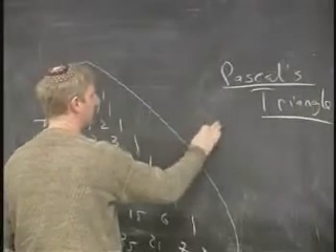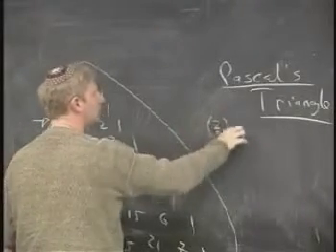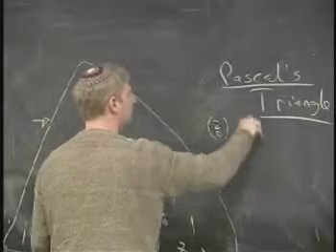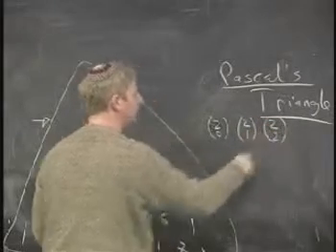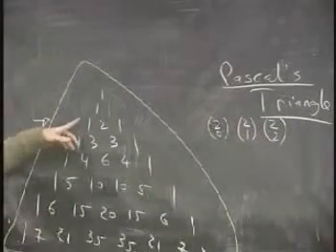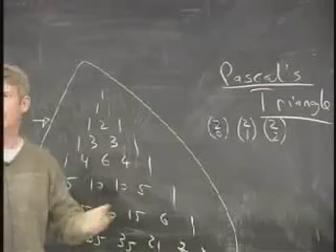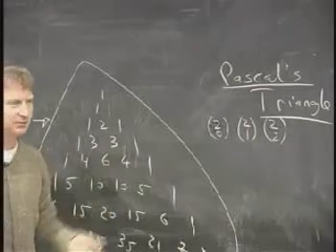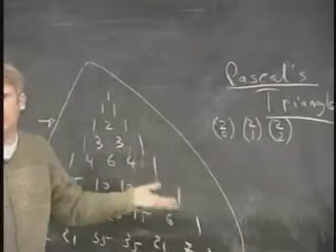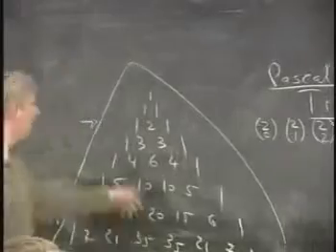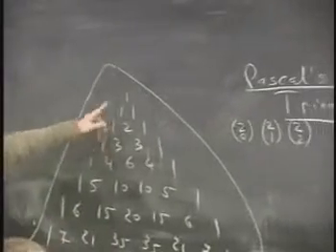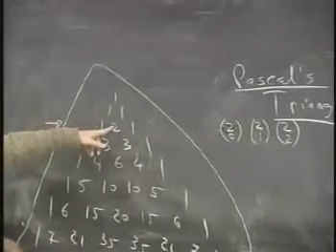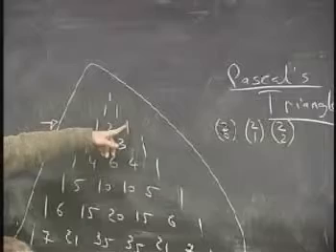This row is 2 choose 0, 2 choose 1, 2 choose 2. 2 choose 0 is, oh, what is 2 choose 0? How many ways are there of choosing nothing from a set of 2? Well, there's one way to choose nothing. You choose nothing. So 2 choose 0 is 1, 2 choose 1 is 2, and 2 choose 2 is 1.